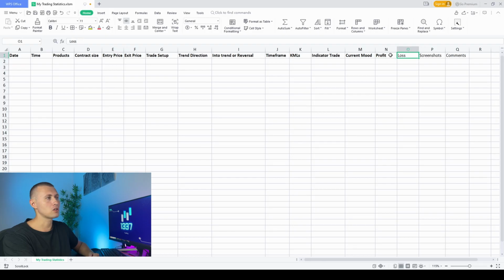A lot of people overlook this, but later on when you analyze things, you see that you were actually in a bad mood. How many times did you actually trade when you were in a bad mood? And you will see that this definitely did not help you. Profit, this column obviously is did you make profit, and the loss is did you make a loss and how much was it. Screenshots, this one is a very good one as well.